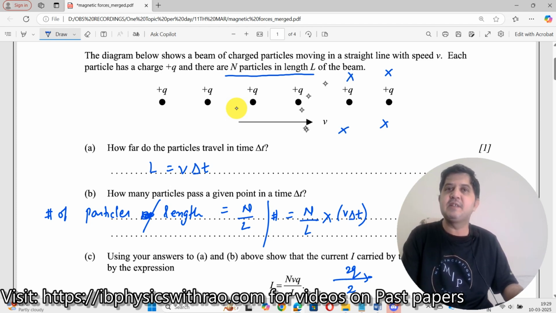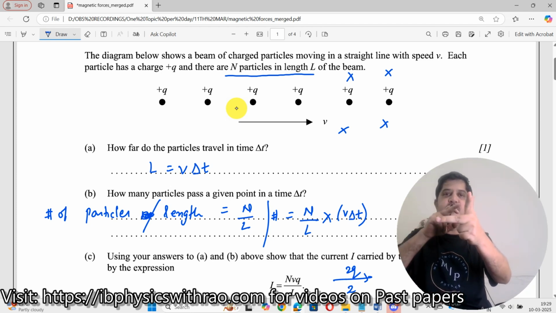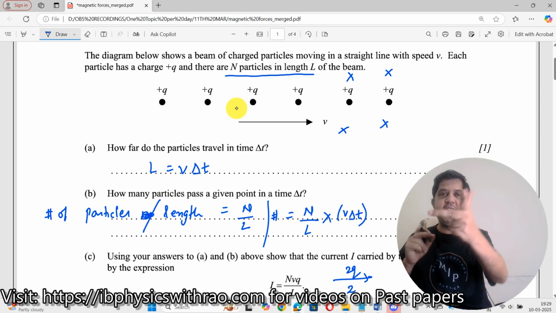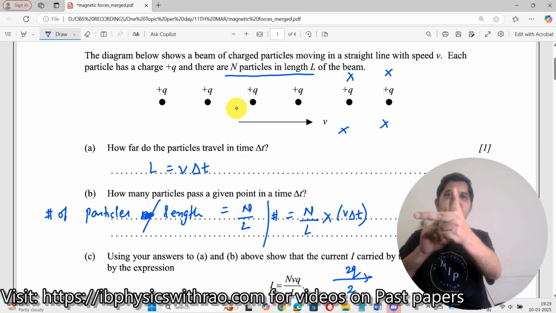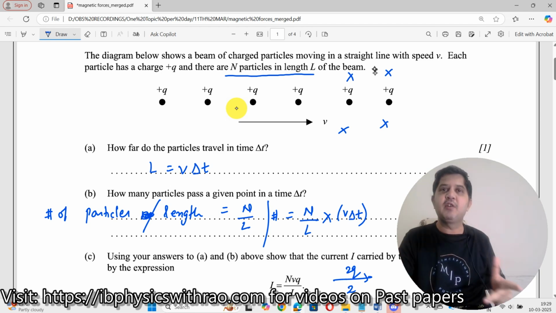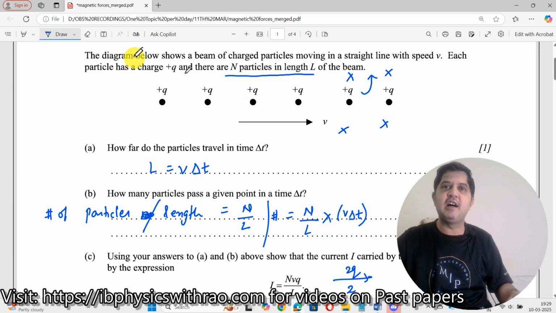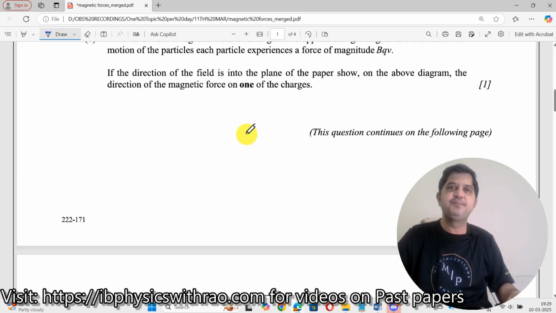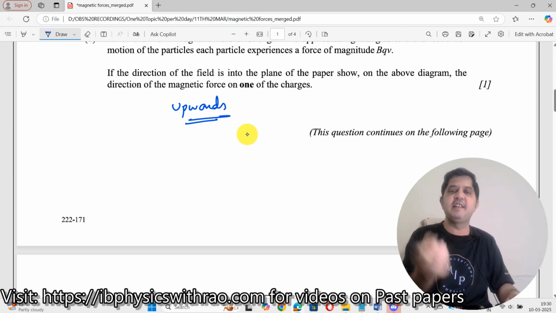Now if you have something like this, what would be the force acting on these charges? So what you need to do is use your finger rule. This is your magnetic field, pointing inwards, and the motion of positive charges is nothing but current. It is now moving like this over here, and as a result, the force would be upwards. So either you can write it like this, or you can also write here that the force is upwards.